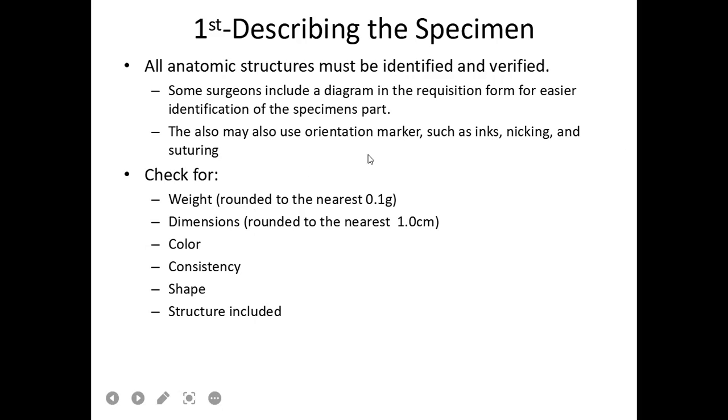For describing the specimen, these are the parameters that we will follow. Number 1, the weight of the specimen. It is rounded to the nearest 0.1 grams. Okay? So of course, for this parameter, you need to use a weighing apparatus. Dimension, it is rounded to the nearest 1.0 cm. So that includes the height, the length, the width of the specimen.